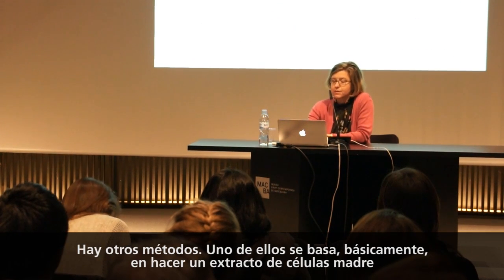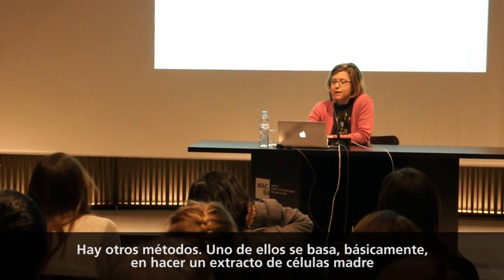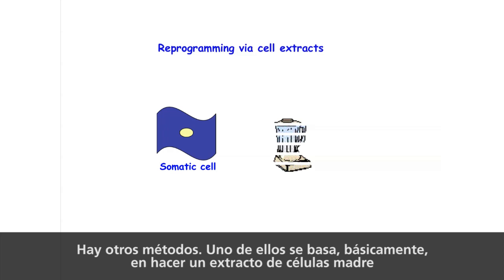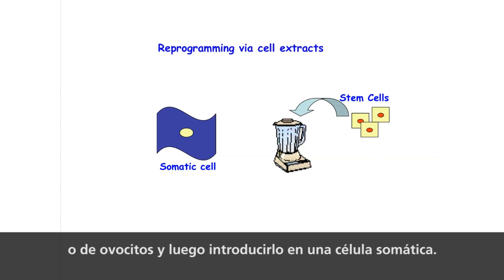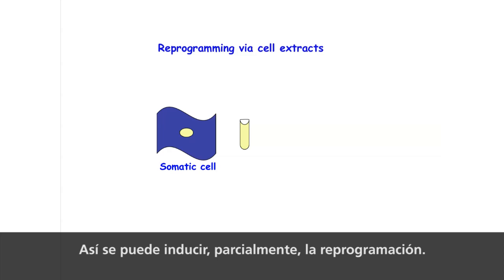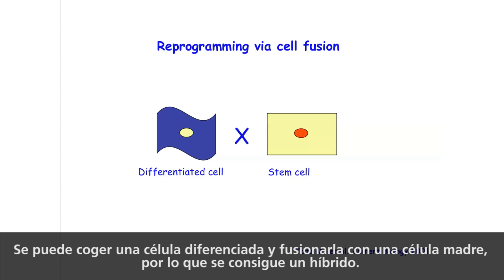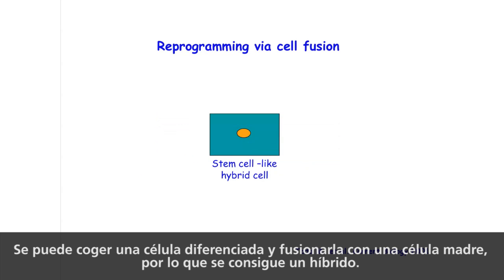There are other methods. One is that you can make an extract of stem cells or an extract of oocytes, and then you can put this on somatic cells, and you can induce partial reprogramming, not stable, but nevertheless you can induce some reprogramming also by this method. Another method is cell fusion: you can take a differentiated cell and fuse it with a stem cell, so then you have a hybrid.